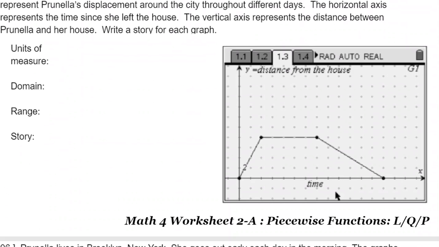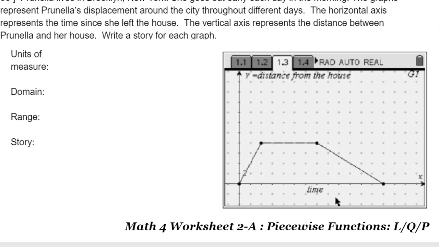All right, Prunella lives in Brooklyn. She goes out each day in the morning. Graphs represent her displacement around the city through different days. Now notice that this is saying distance from the house, and this is saying time. So she goes away from the house, then she stays the same distance away from the house, and then she comes back to the house.